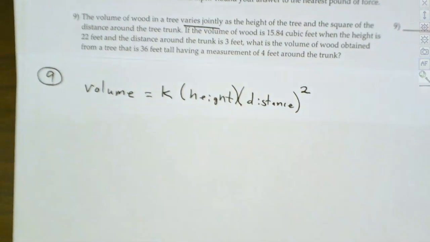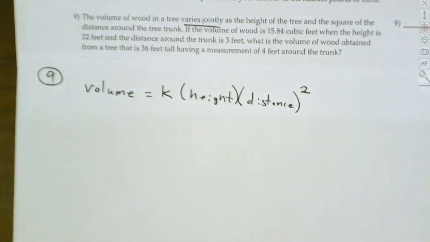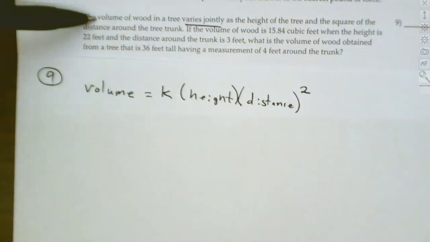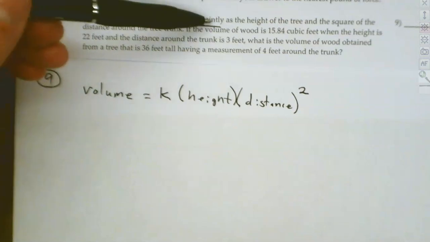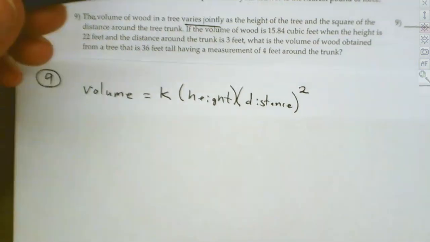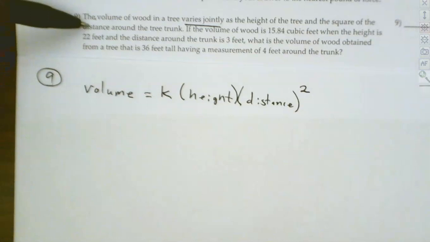So we've got the height of the tree. The first part is what you want. So volume is this. We want the volume. Varies jointly. Jointly just means we have multiple parts. As the height of the tree, so there's our height, and the square of the distance around the tree trunk. So that's that piece. Now, we're going to fill it in.